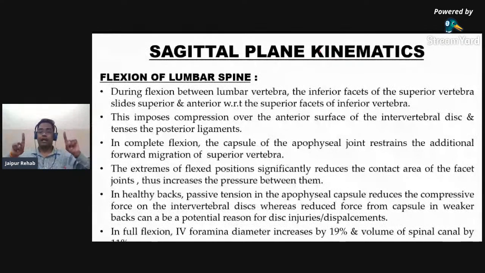As soon as in flexion they are going superior and anterior, the surface of articulation is being reduced. Okay, there is a reduction in articulation when I am going into flexion. There is more compression onto the anterior aspect of the disc. There is a relative relaxation onto the posterior aspect of the disc. There will be more stretching of the zygapophyseal capsule posteriorly. There will be more stretching of the ligamentum flavum. Ligamentum flavum will be one of the structures restricting this motion.